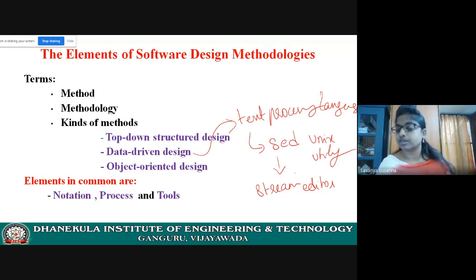It is a Unix utility. Next one is AWK. This is also a Unix utility, which is used for manipulating the data and generating reports. This scripting language is used for generating reports and manipulating data. These are the text processing languages that follow data-driven design.